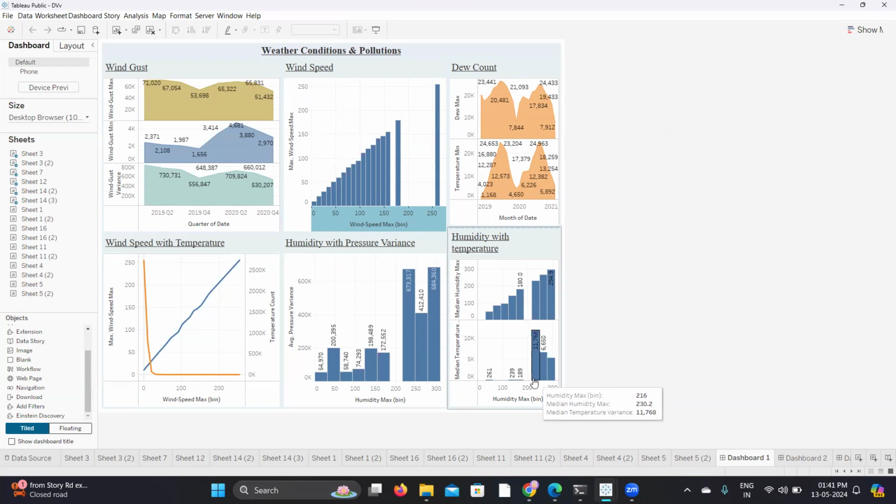Next, we have humidity with temperature. The previous graph was with pressure variance. Now this is with temperature. It shows the median humidity levels alongside median temperature max values, also sorted into bins based on humidity levels. This graph is key for analyzing how humidity and temperature interact, which is crucial for understanding conditions that could lead to increased pollution levels or potential weather events. So we have created 3 dashboards.